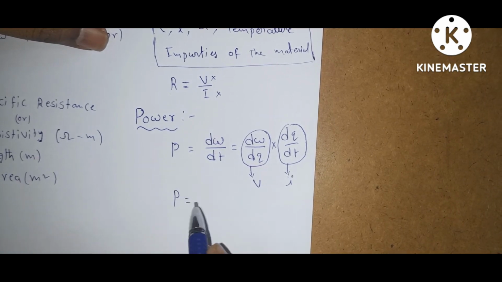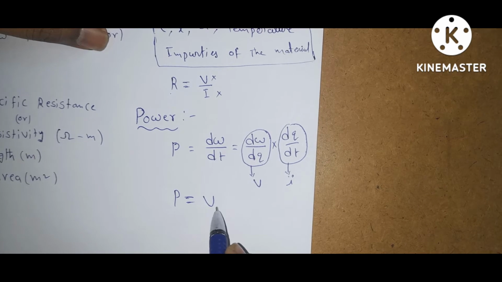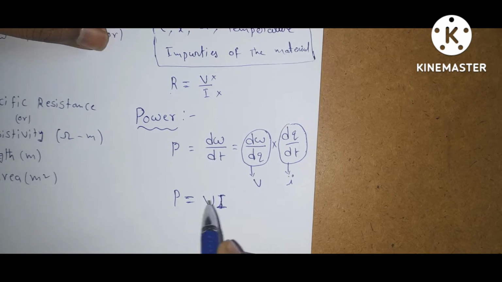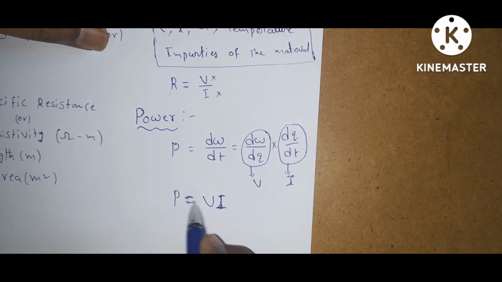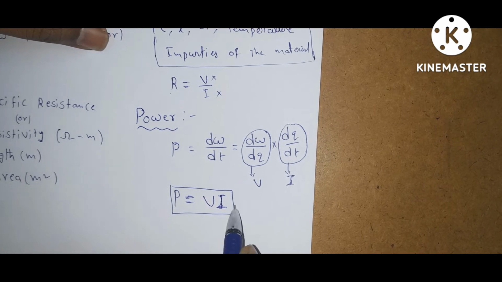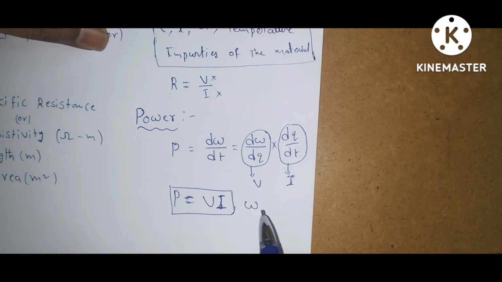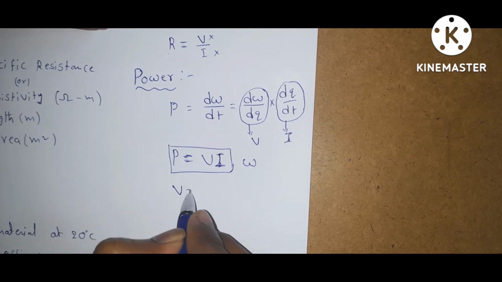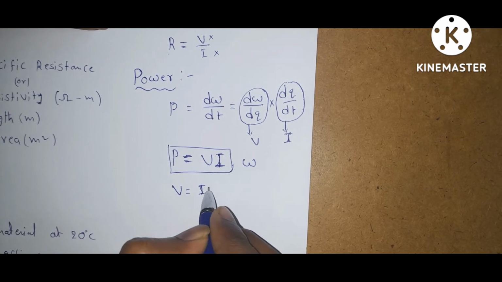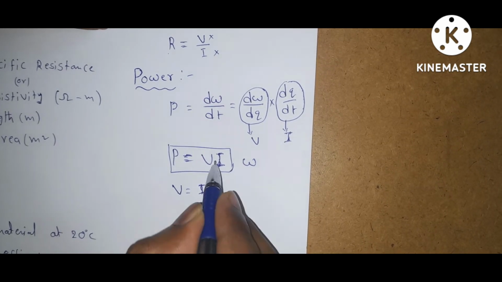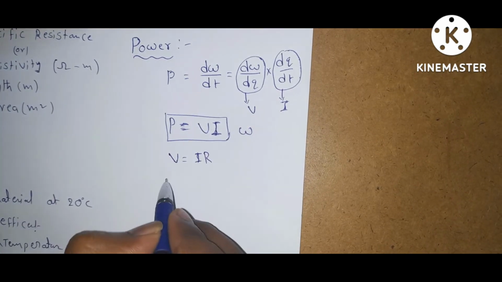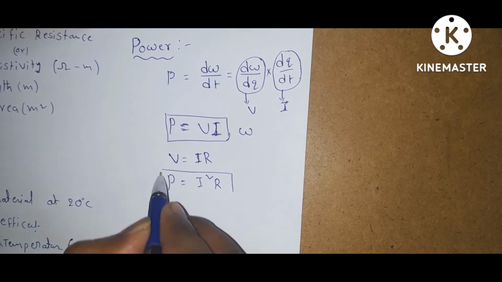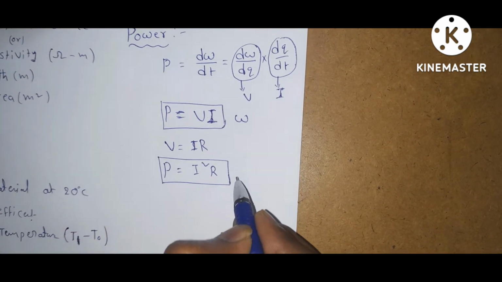So what is the power now? P is equal to VI, and the unit of power is watts. From Ohm's law, what is voltage? V is equal to IR. Substitute this value in this equation, you will get P is equal to I square R. This is one more expression for power dissipated in the resistor.